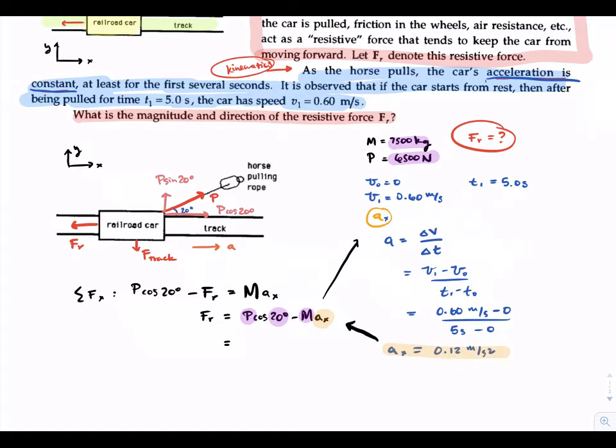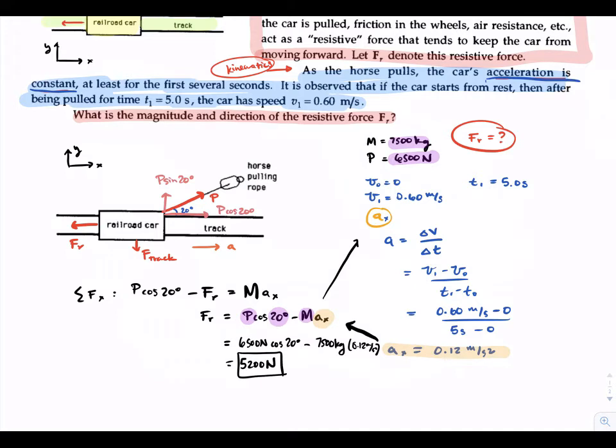So F sub r is going to be 6,500 newtons cosine of 20 degrees minus m, which is 7,500 kilograms times 0.12 meters per second squared. Sorry, we ran out of space there. And when you plug all this stuff in, you end up getting a value that looks something like 5,200 newtons. You know, the other thing to keep in mind is make sure your calculator is in degrees, not radians, just to make sure you get the right answer.